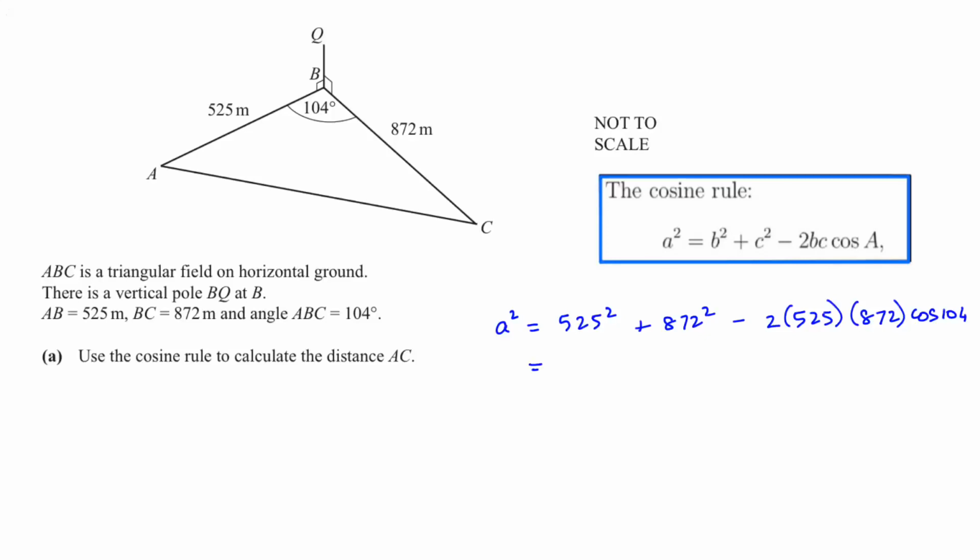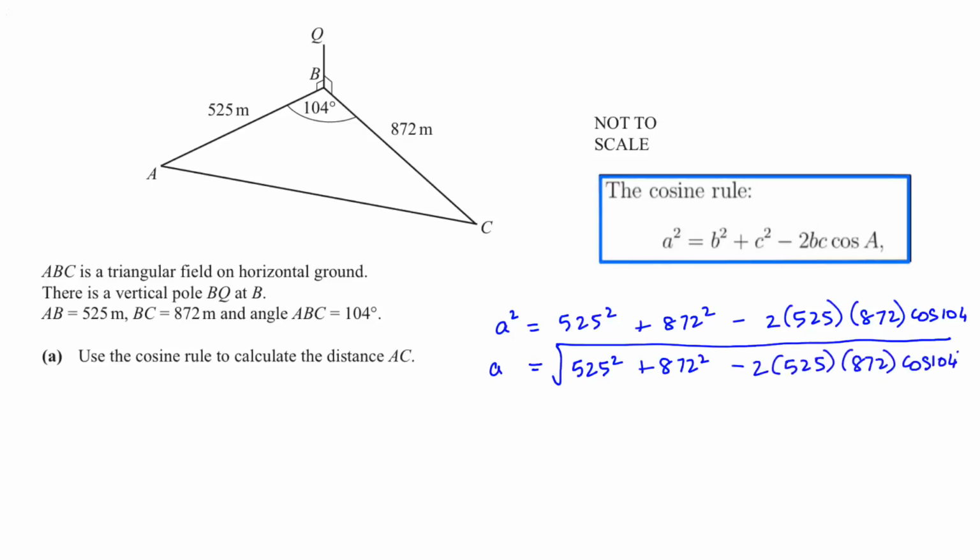Put the whole thing in the calculator. Because it's a square, we have to square root it. You can just copy the whole thing down and put a square root over it. You will get your answer, giving us 1121.3. We can round it to a whole number, so 1121 meters is your distance AC.